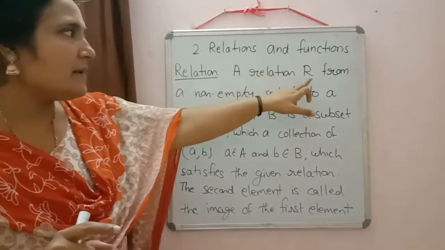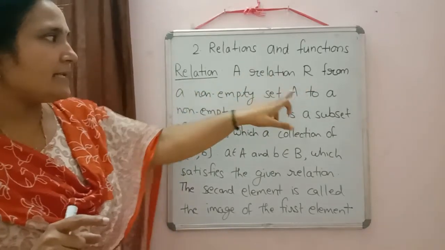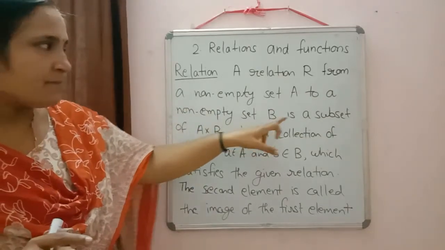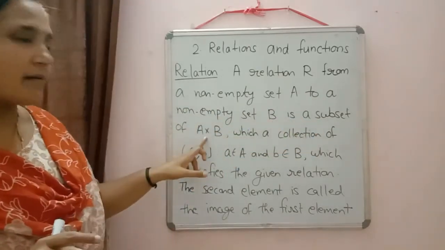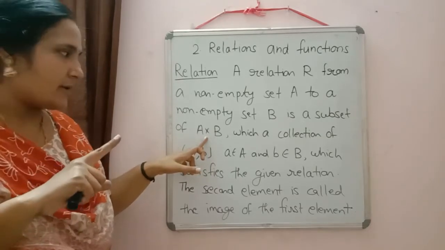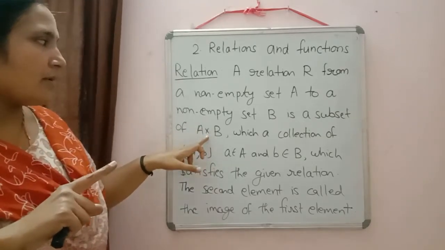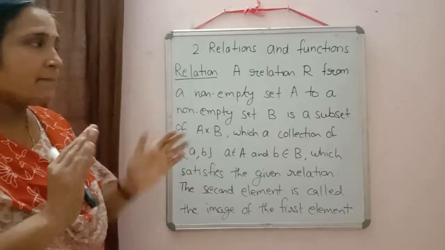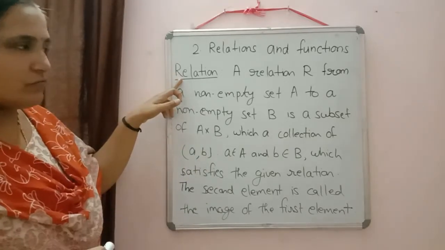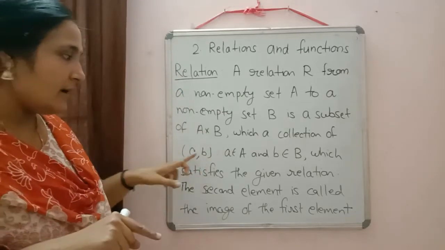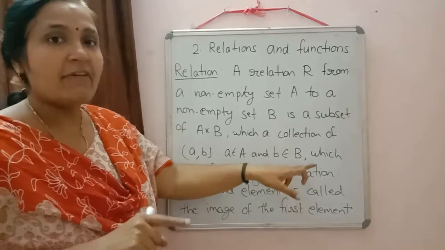So a relation from a non-empty set A to a non-empty set B is a subset of A cross B. And what is A cross B? Cartesian product. So in Cartesian product we are relating all the elements of set A to set B. But in relation what we will do? We'll write that element only in relation which satisfies the given relation.